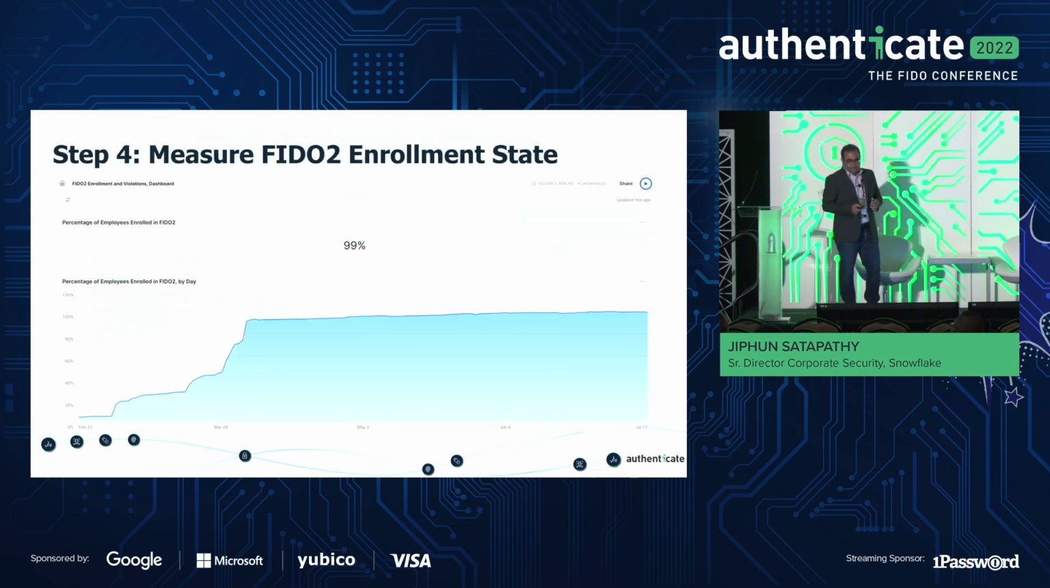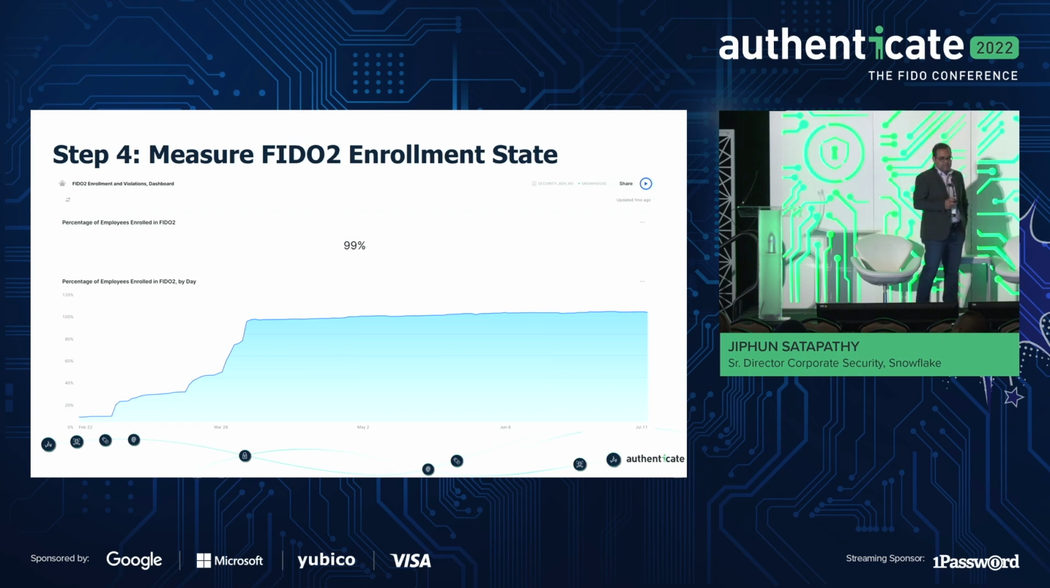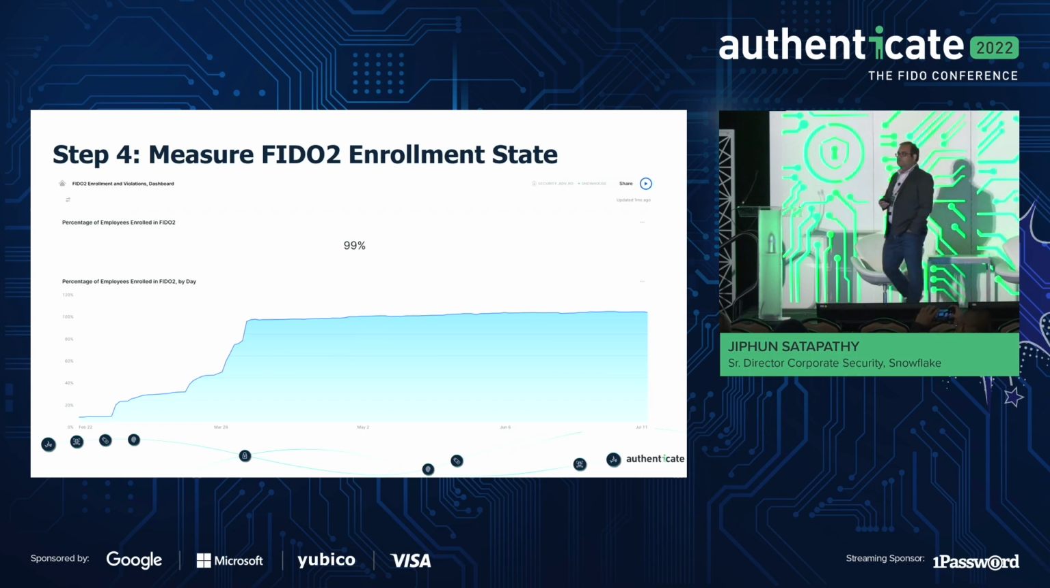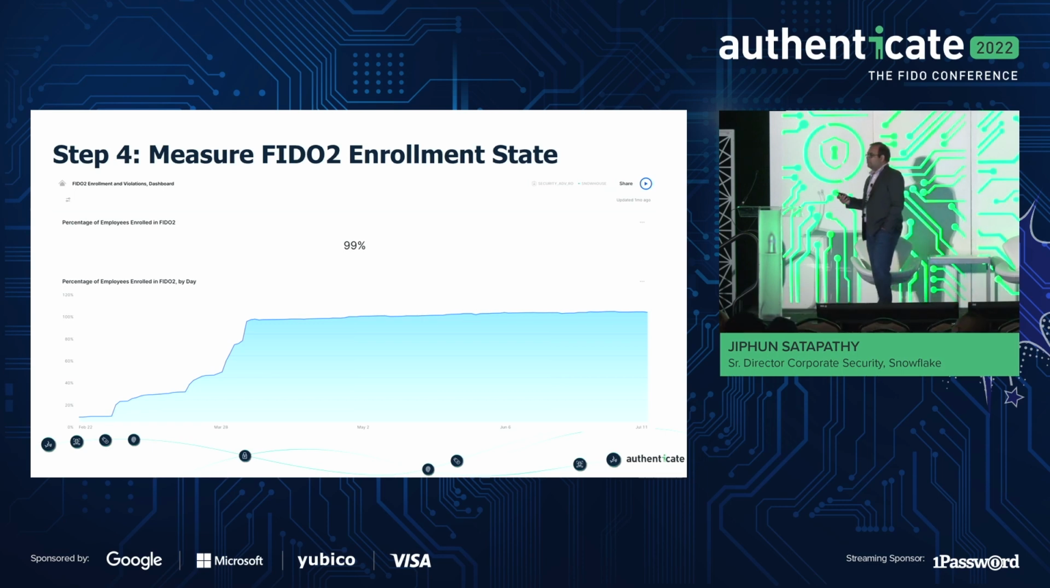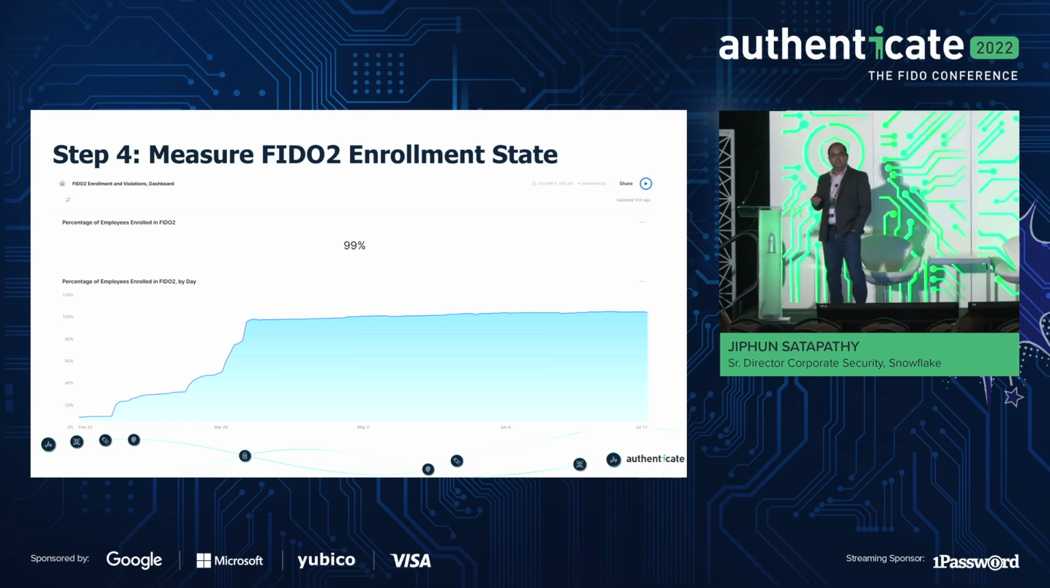And the last step that we did, as you would relate to, is that you would not be able to successfully drive a change without measuring it, right? So one of the key things we did was to enforce enrollment, not usage, but enrollment. Anybody who joins the company gets 3 days to enroll with FIDO2. Technically, they should be able to do it on day one, but we wanted to give them a grace period in case they face any issues.